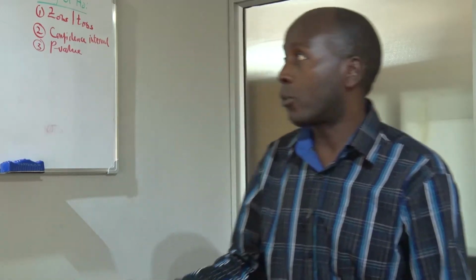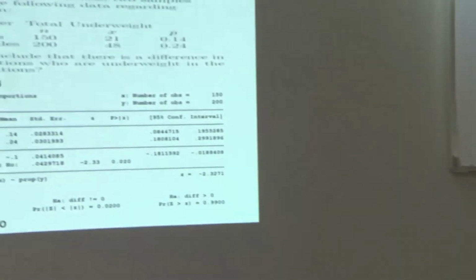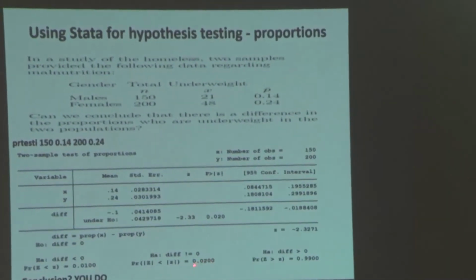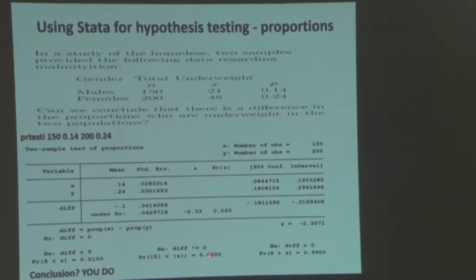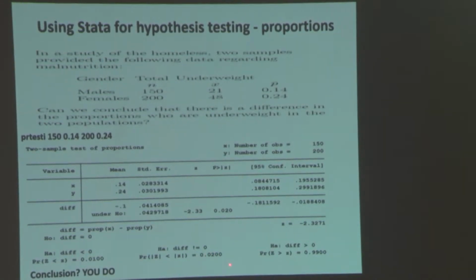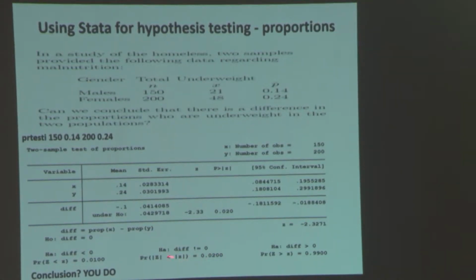And if we go back to our static example, we can now see from here, using the p-value, that the p-value is less than 0.05, the default alpha. Therefore, what do we do? We reject the null hypothesis.